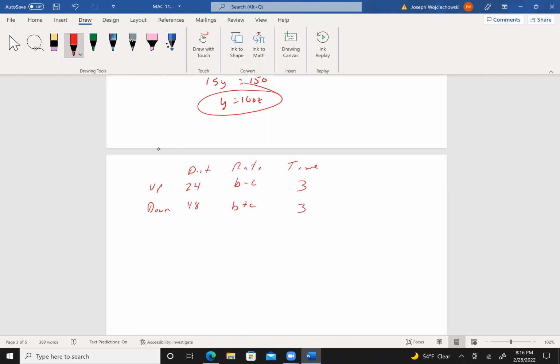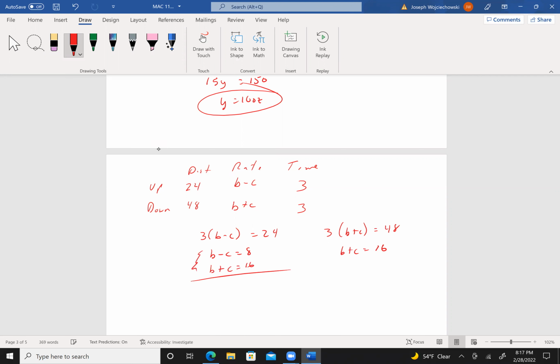So what we want to know is what is the boat speed and what is the current rate. So we're going to set this up as 3 times b minus c equals 24. So b minus c equals 8, or 3 times b plus c equals 48. So b plus c equals 16.